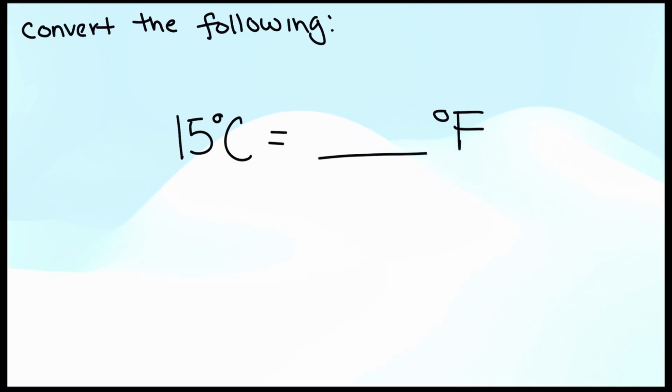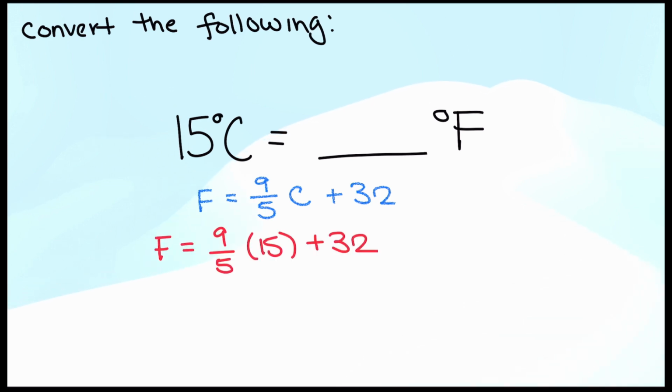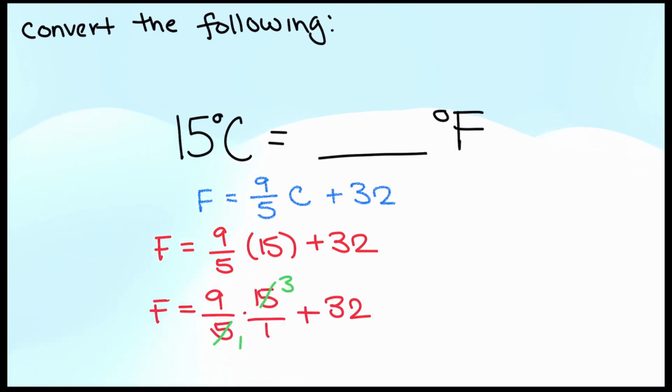So now I'm solving for degrees Fahrenheit, so I'm going to use the other formula. F equals 9/5 C plus 32. I'm going to take the 15 and plug that in for C. So now I've got F equals 9/5 times 15 plus 32. 9 over 5 times 15 over 1. We multiply before we add.